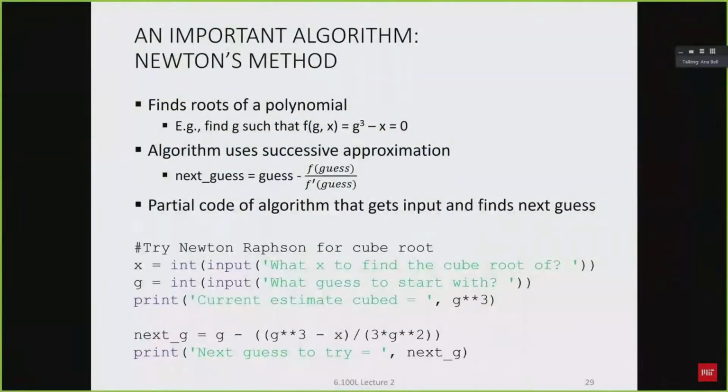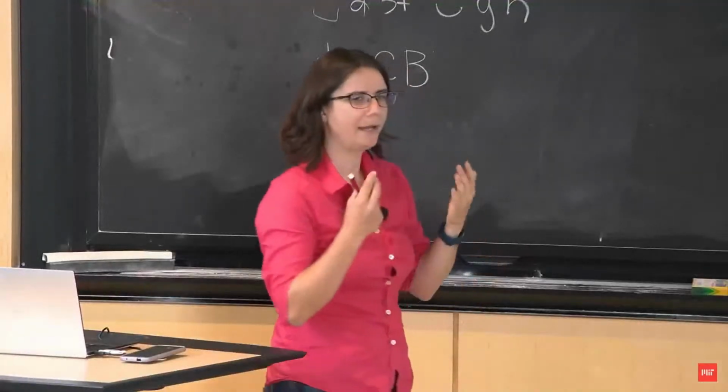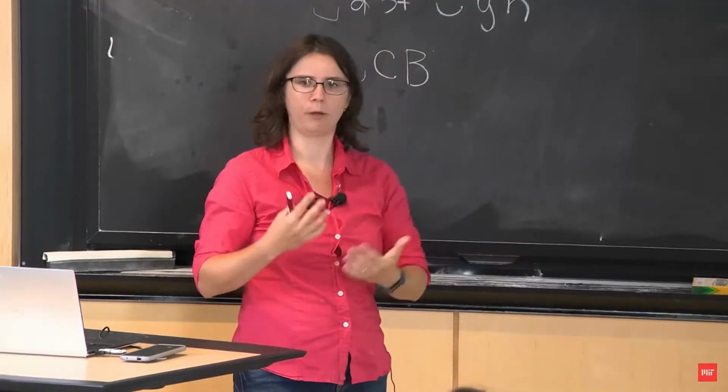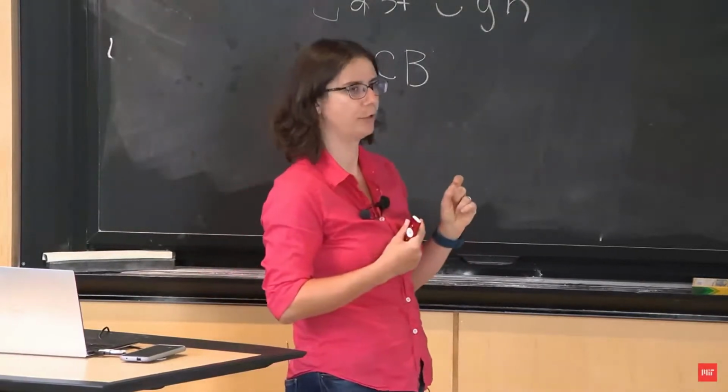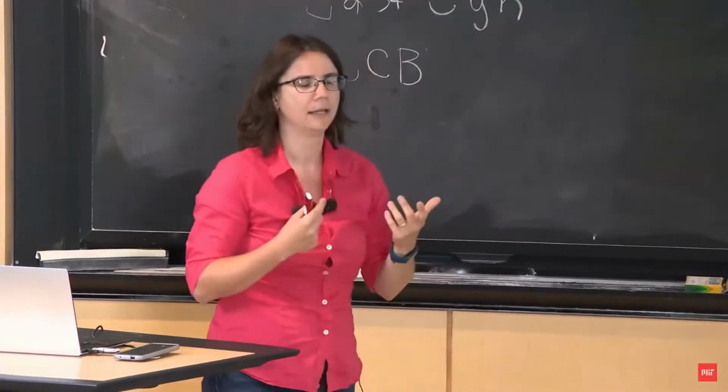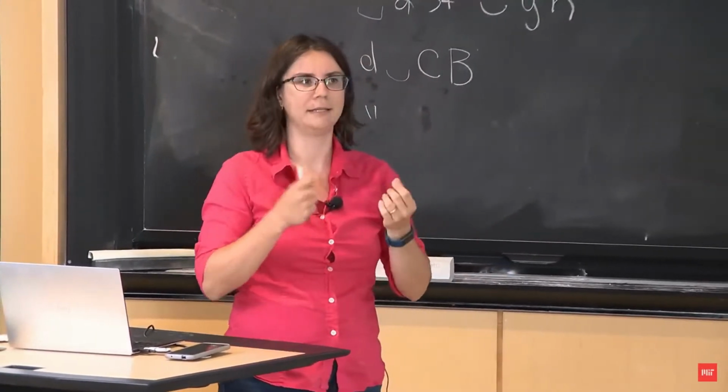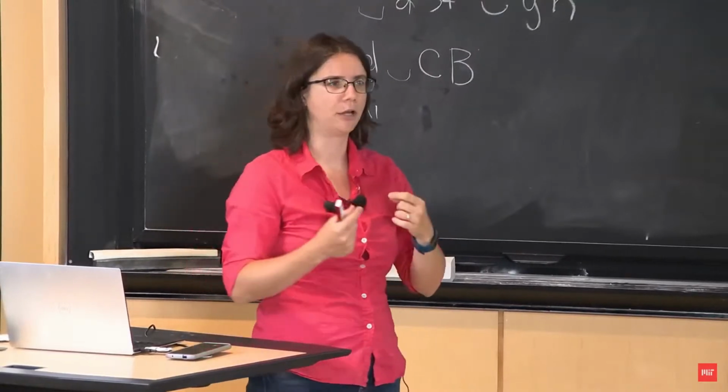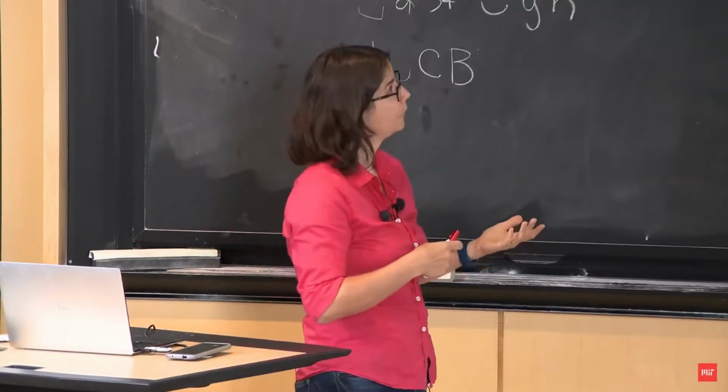Okay. With what we know so far, we can actually apply some of these ideas to a more numerical example. Newton's method is a way to grab the roots of a polynomial numerically using an idea called successive approximation. We can't write the full algorithm with what we know so far, but we can write a really important part of it. The part that we can write is the one that gets a next guess based on an initial guess.